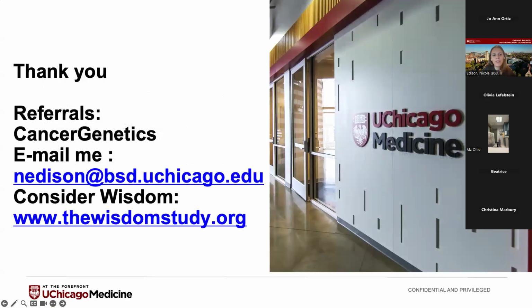And that is all I have for you. Like I mentioned, the referrals can go to Cancer Genetics. You can always email me here too if you have a patient that you're concerned about who you think needs to see us. And for pretty much everyone, but especially if you have someone that's worried about a high risk of breast cancer, wisdomstudy.org is a great way to go for free testing and recommendations. And then I'm going to open it up for questions.